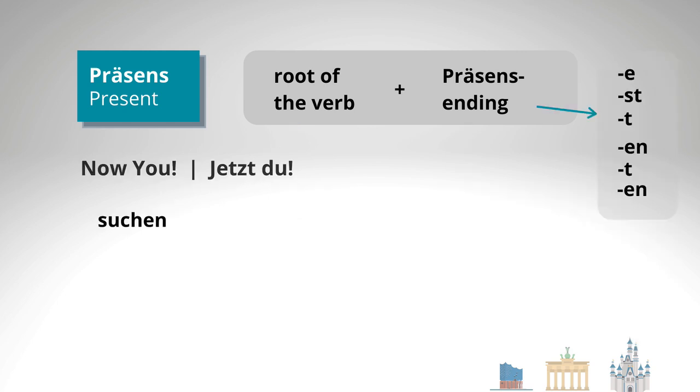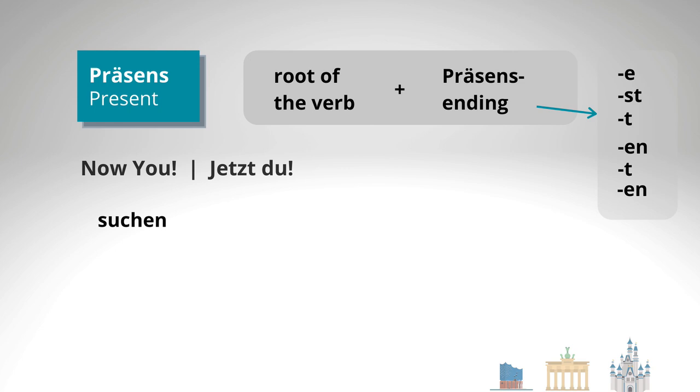Now it's your turn. In the following, I will be giving you a verb, and your task is to conjugate it in the Präsens in German. I'll show you what I mean by that. Let's take the verb suchen, for example. So I give you the verb suchen, to search, and what you do now is conjugate it.